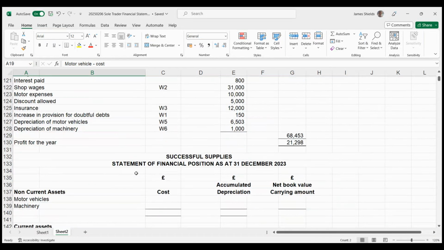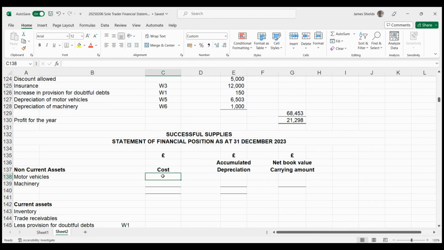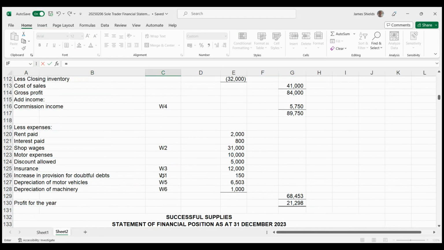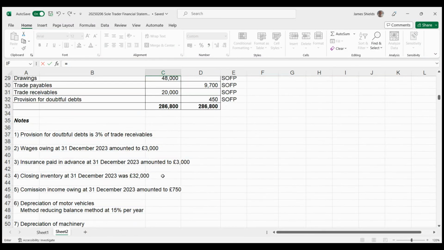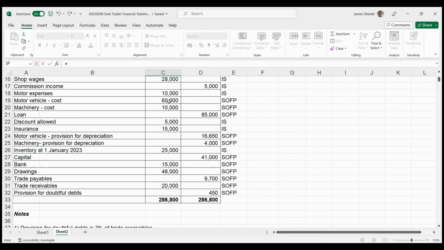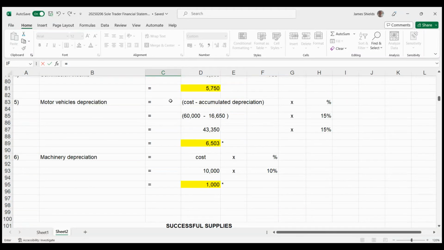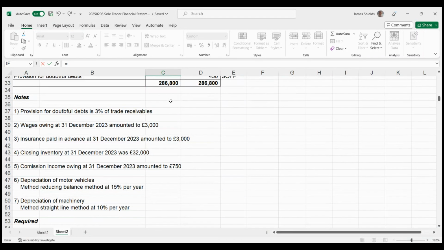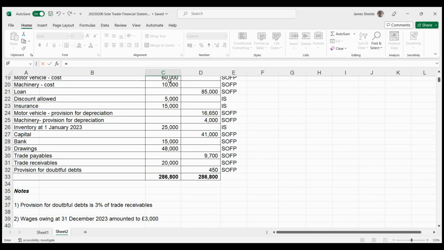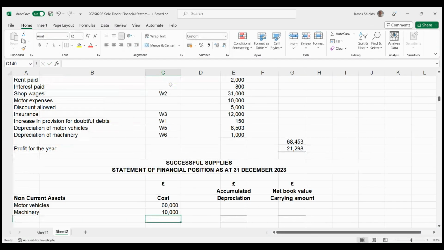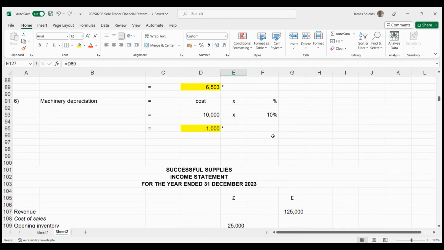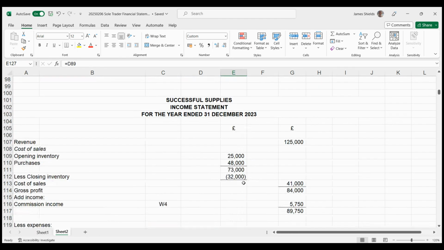So again, you need to remember these layouts, and you've got the templates for these yourself. The cost of the motor vehicles comes straight from your trial balance, which we have there as £60,000. And for machinery, it comes straight from the trial balance, look for the cost again. Here I've got it, £10,000 there. Now this is a bit confusing. Accumulated depreciation: what that is, is the depreciation in your trial balance plus this year's depreciation. So in other words, these two that I put little stars next to.